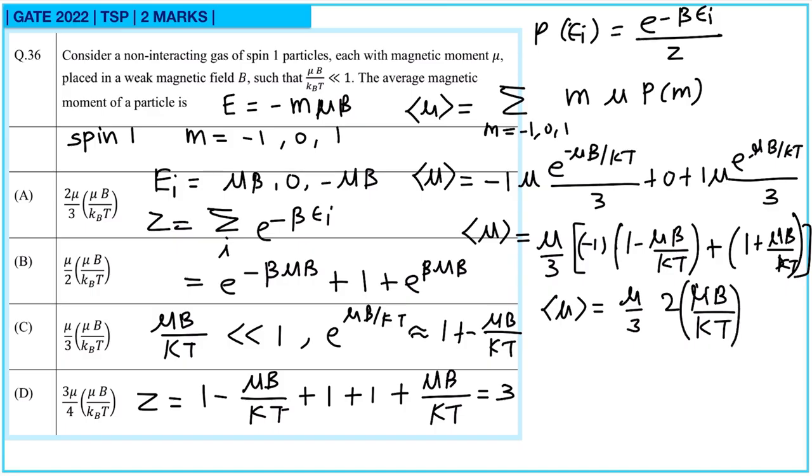So in the question it is asked the average magnetic moment is. This is 2μ by 3 into μB by kT. So option A is correct.